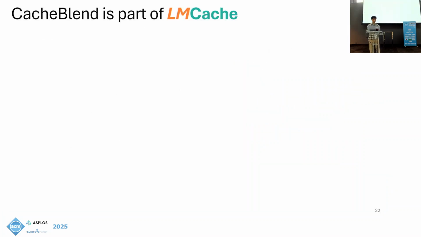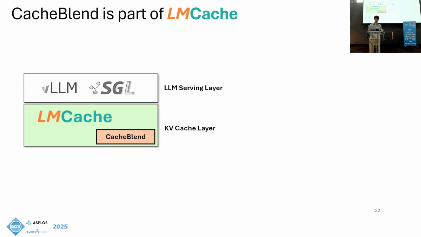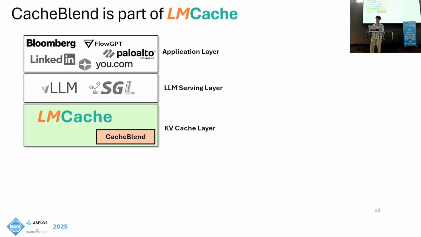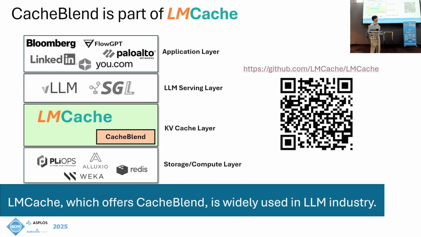Now CacheBlend is already a part of the LMCache project. So this is CacheBlend, and this is LMCache, which is the KV cache layer in the LLM serving ecosystem. Then we, of course, have serving engines like vLLM and SGLang, and we already have upstream support from vLLM, and we are working on SGLang as well. Together with these serving engines, LMCache has already been adopted by a lot of users such as Bloomberg, LinkedIn, and FlowGPT. Of course, the KV cache layer can also help the ecosystem abstract away the complexity of storage and compute layers, such as Weka and Redis. I think this is the end of my presentation.